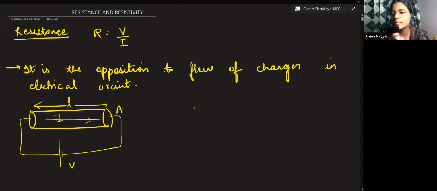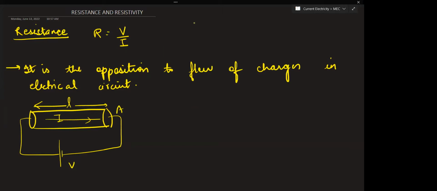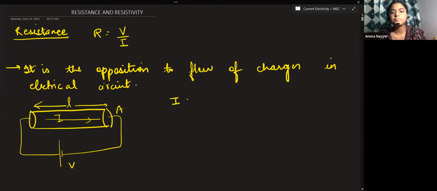So yes, Krishna, you tell us, what is the relation between current and drift velocity? I is equal to NEA Vd. We know this.